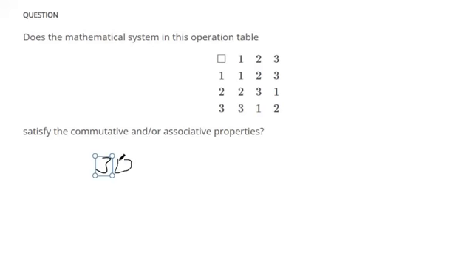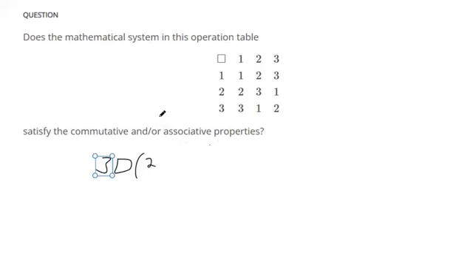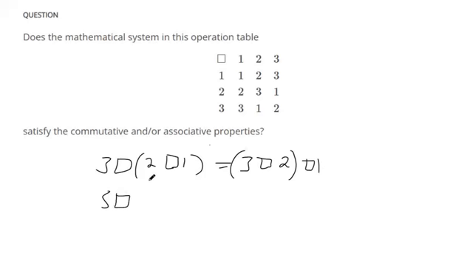So let's try 3 square. Isn't this going to be the same though? Because it does have the commutative property. 2 square 1. Because all we need is one example that doesn't work and then it doesn't have the commutative property. So if we use our table, 2 square 1, 2 in the row, 1 in the column gives us 2. 3 in the row, 2 in the column gives us 1. So 3 in the row, 2 in the column gives us 1. It's working out. So it looks like it's both the commutative and the associative properties.